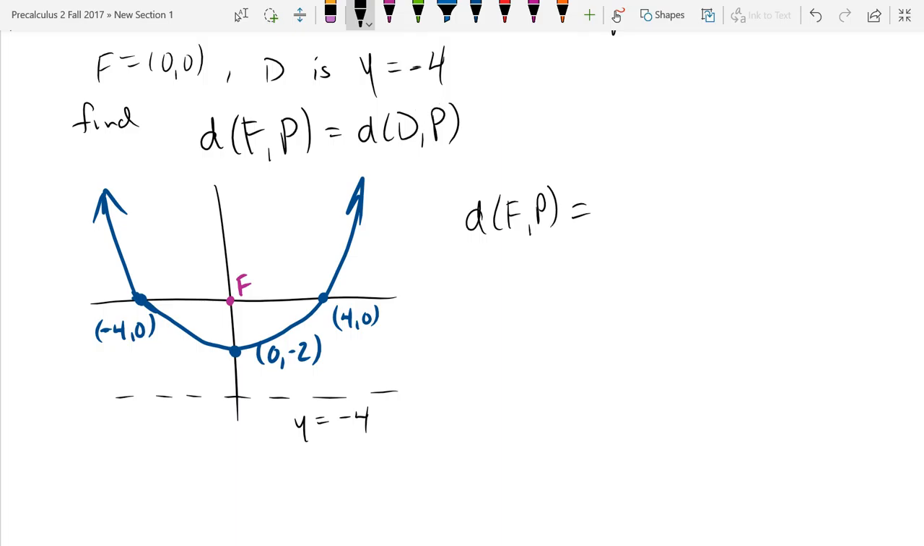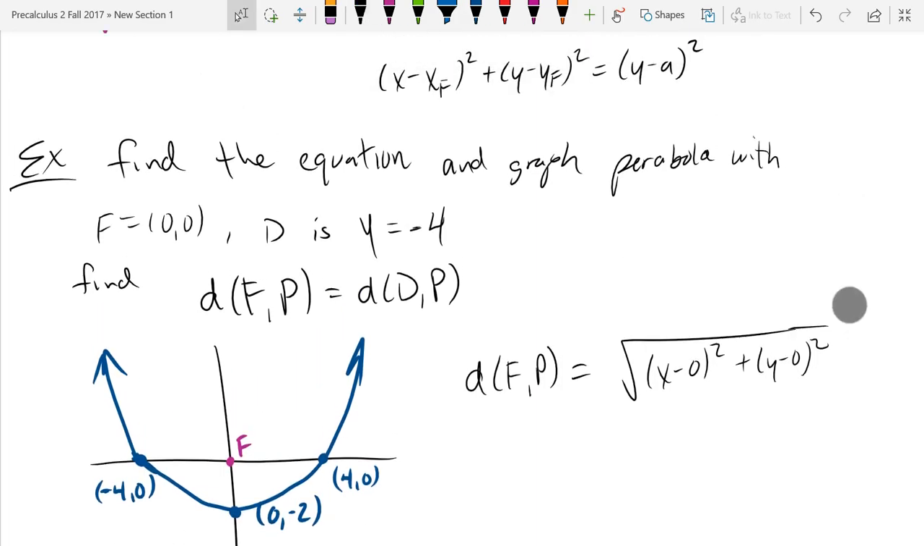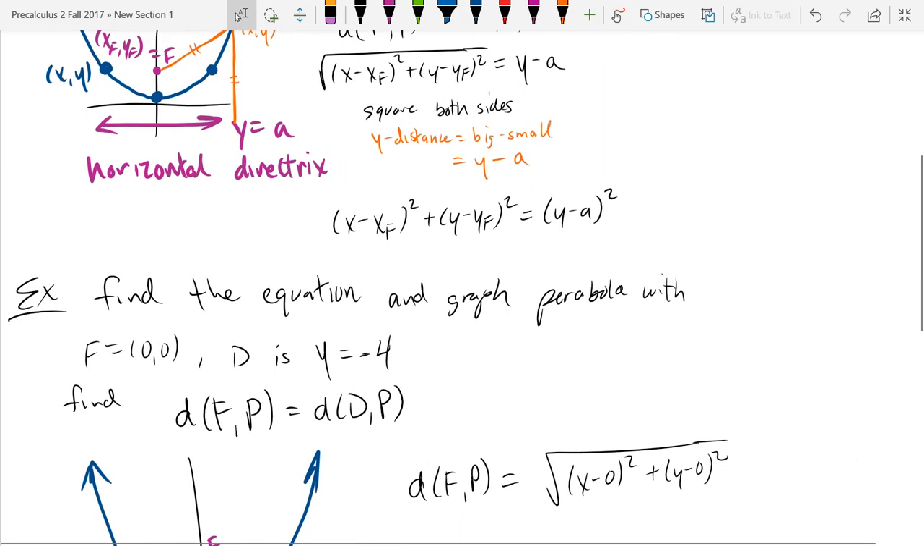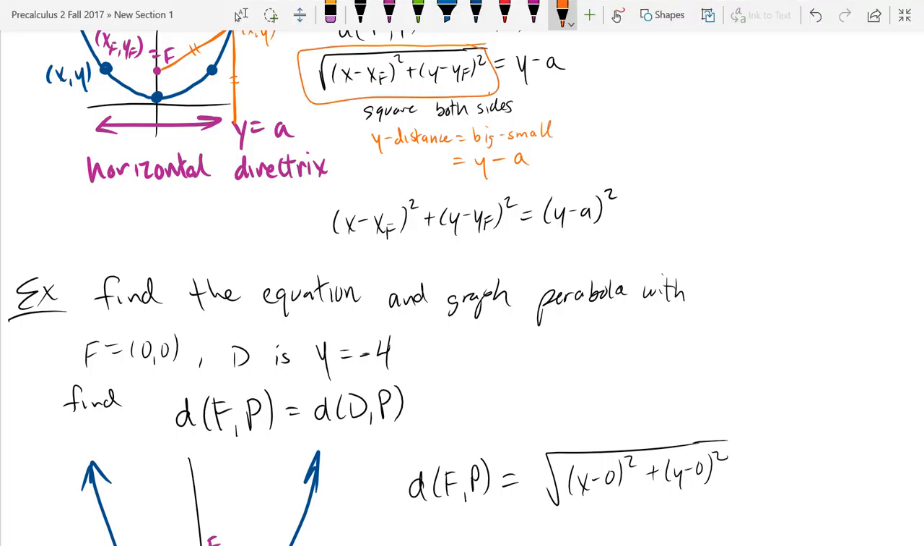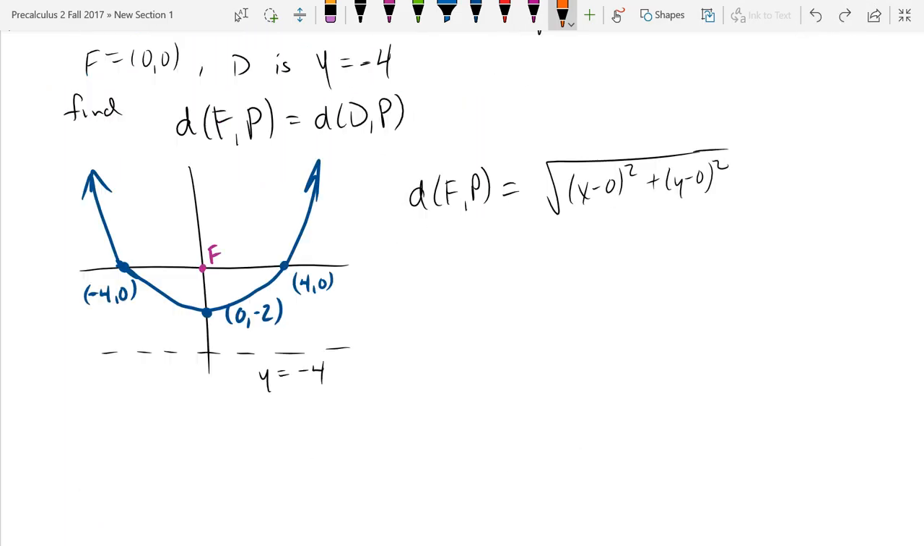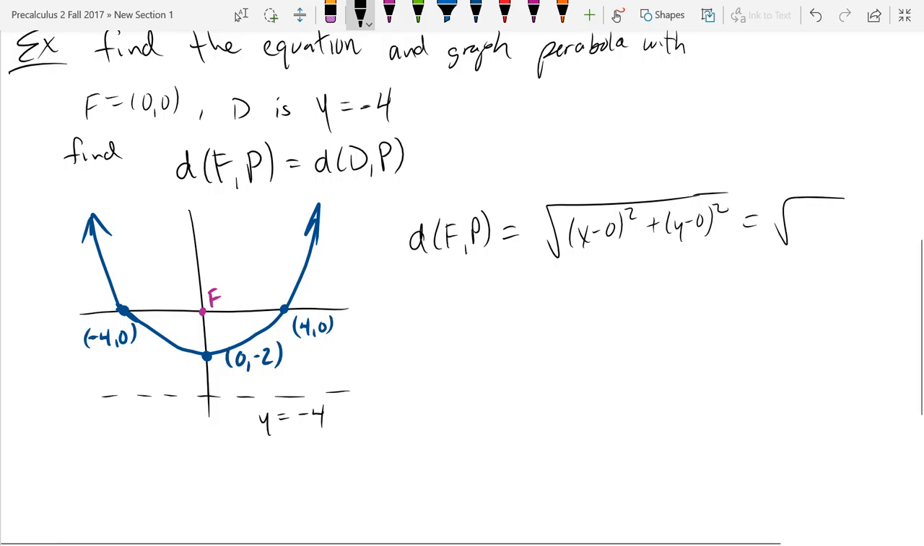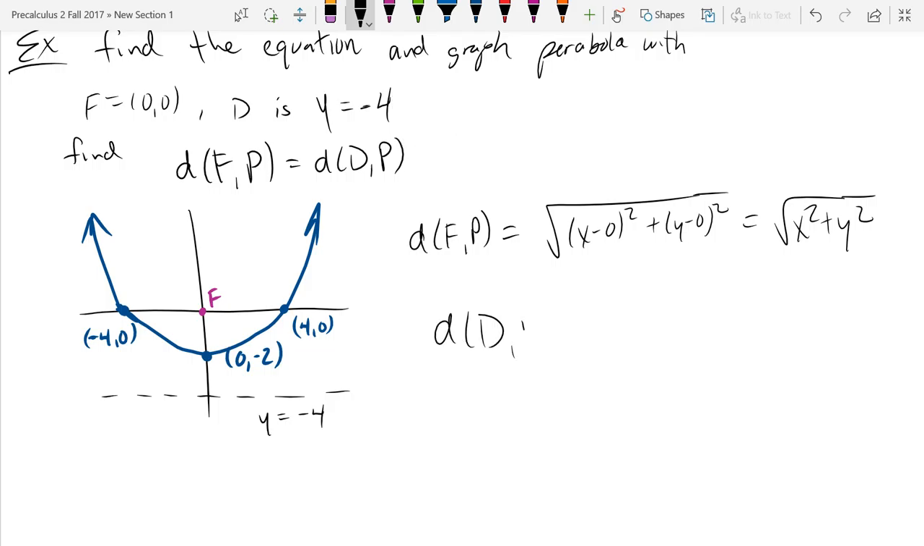So the distance from the focus to the point P is going to be the square root. Our focus is (0, 0). So this means the square root of (x minus 0) squared plus (y minus 0) squared. Our focus had coordinate (0, 0), so I'm just using this distance formula at the top, where xf and yf are both 0. All right, so that's the left side. Now we're going to look at the right side, the distance between the directrix and the point P.